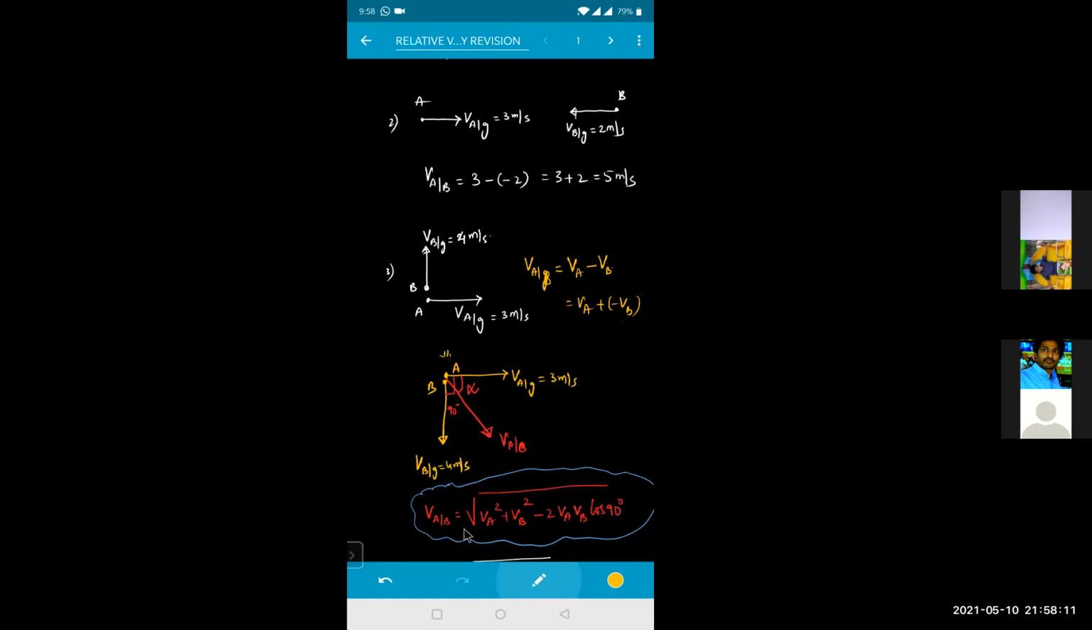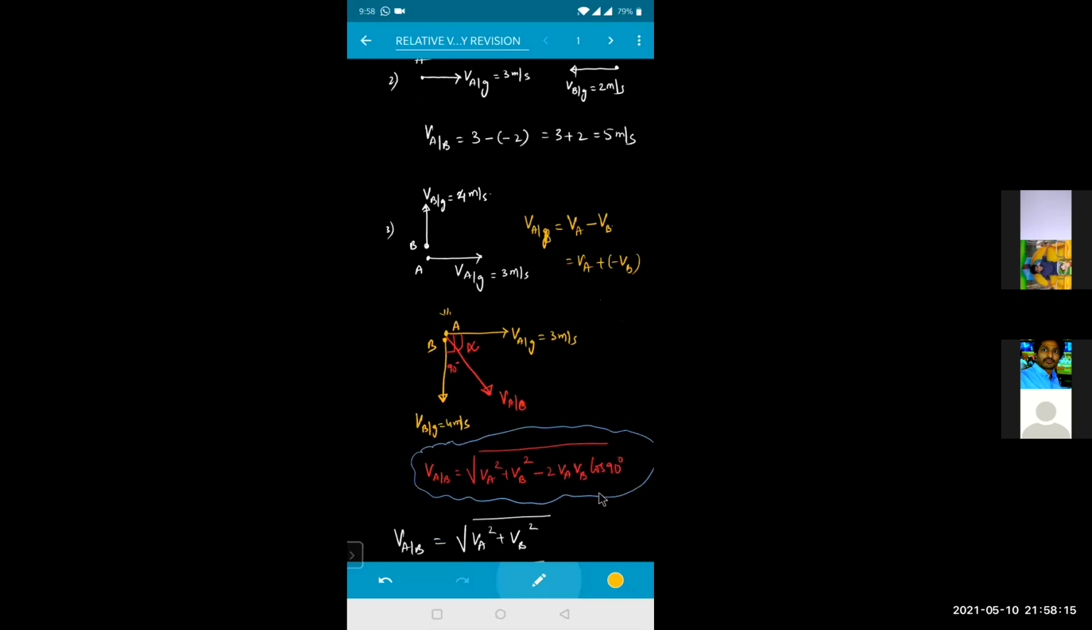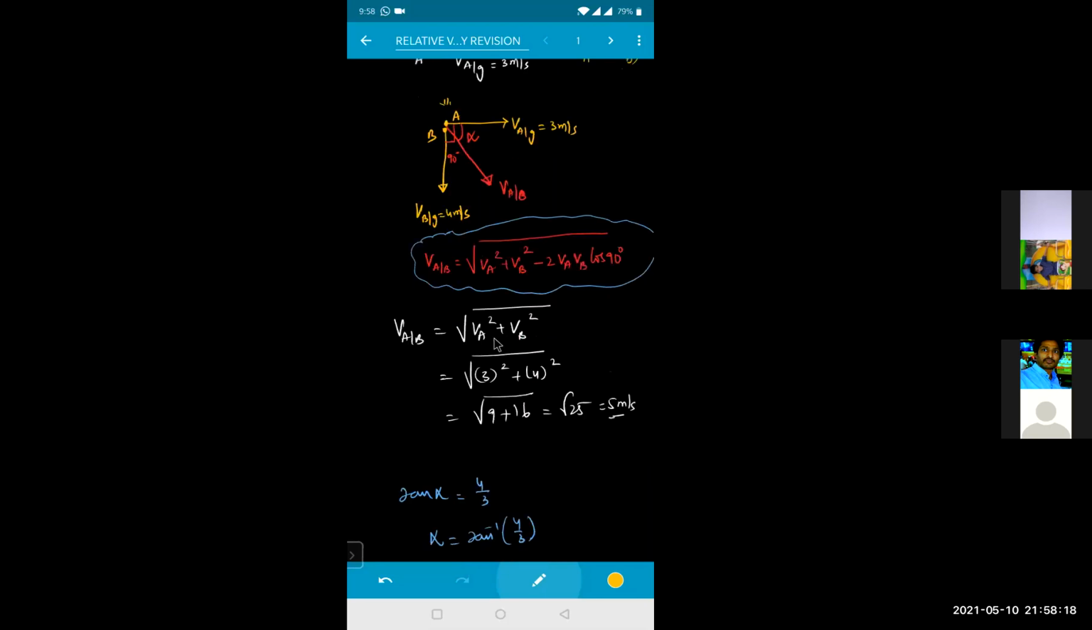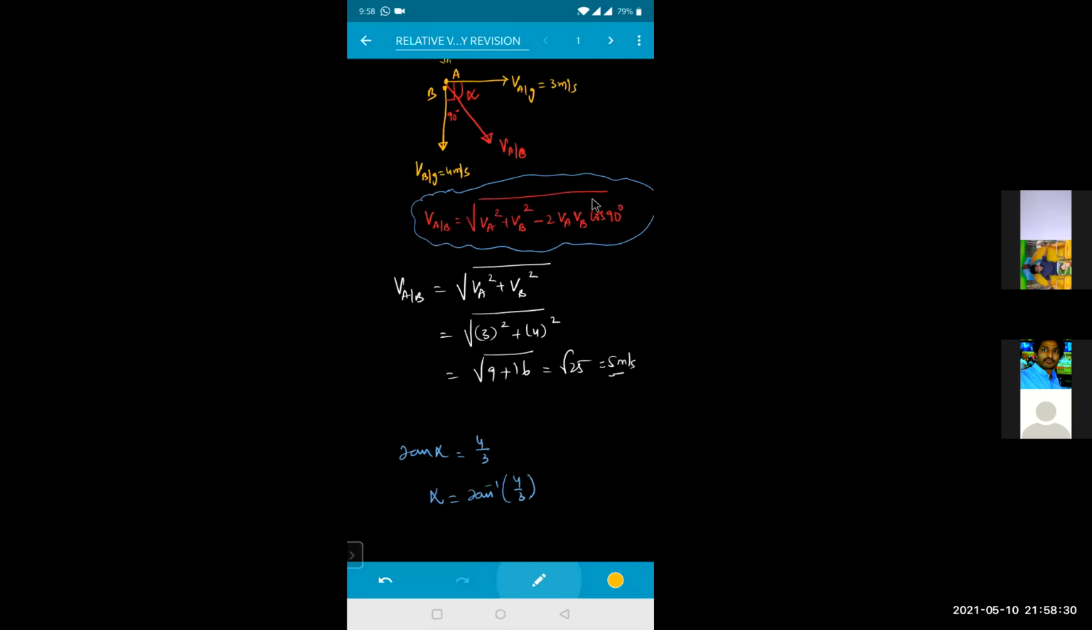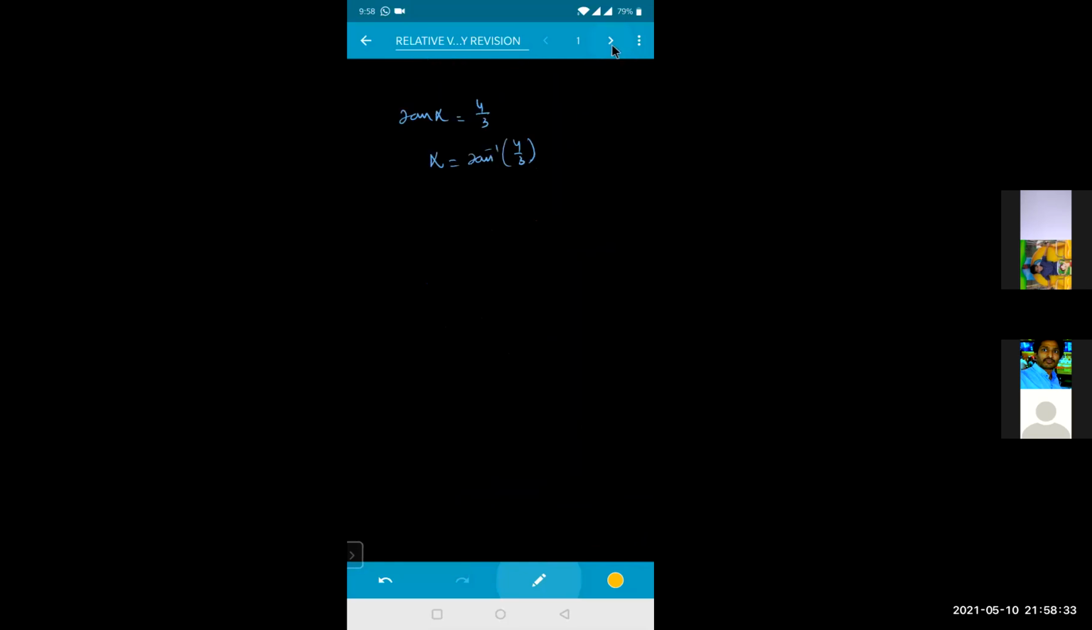So the resultant is given by the formula under root of VA square plus VB square plus 2 VA VB cos theta. Here theta is 90 degrees, so that will become under root of VA square plus VB square. VA is 3, VB is equal to 4. So under root of 9 plus 16, that will be equal to root 25, that means 5 meter per second. Now if I need to calculate this angle, tan alpha is equal to 4 by 3. So alpha is equal to tan inverse of 4 by 3.